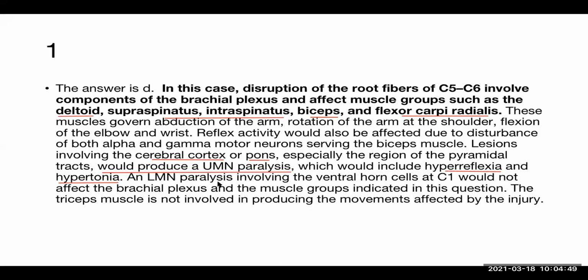An LMN paralysis involving the ventral horn cells at C1 would not affect the brachial plexus. So this is out of the question. And triceps muscle is the wrong option here. Let's move on.